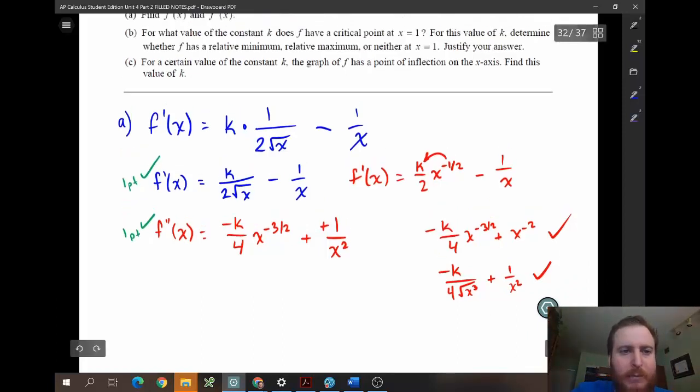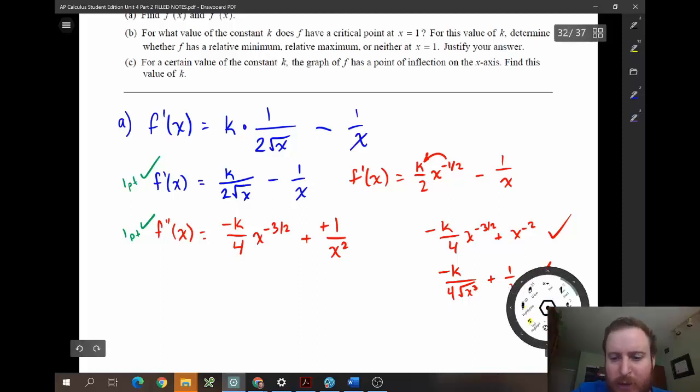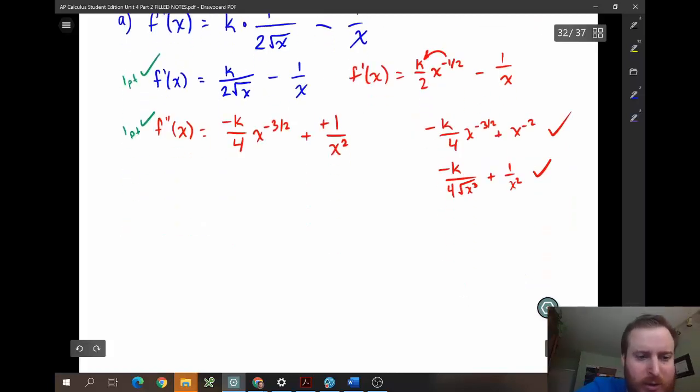Okay. Next up, they say for what value of the constant k does f have a critical point at x equals 1? For this value, determine whether f has a relative maximum, minimum, or neither at x equals 1. So this one is a little bit tricky because they're actually telling us that the critical point's at x equals 1. So this is a little bit different. But what we need to remember is critical point is when we take the first derivative and we set it equal to 0.